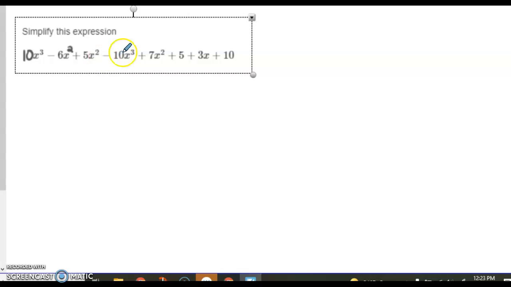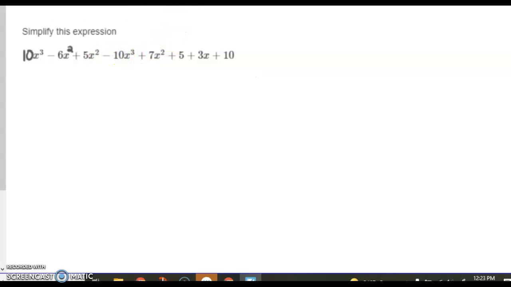All right, so again, we're going to simplify. That means we need to find all of our like terms and combine them. So it looks like my highest exponent is x to the third. I'm going to go through and circle all the x cubes. And remember to keep the number and the sign in front of it.